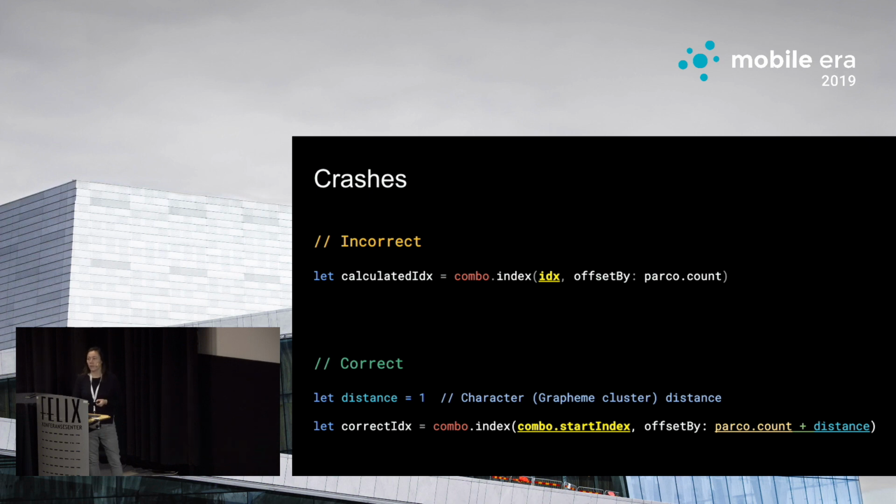So what's the correct way then? The correct way is not to use an index from another string, but to compute from the start of the new string to get the target index. And for the offset, use the added string count and the character distance, as shown on the bottom line.